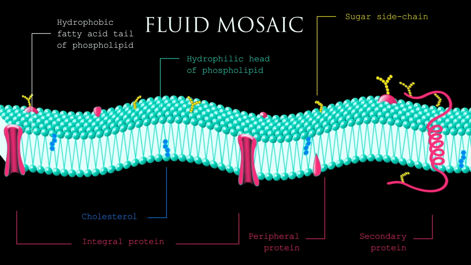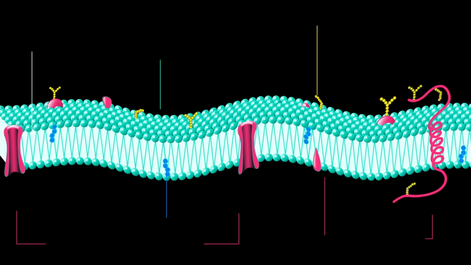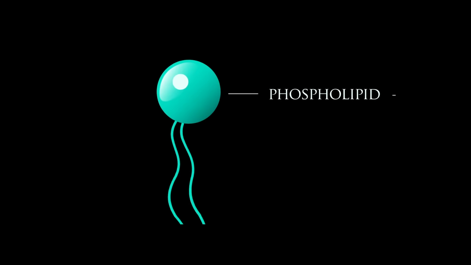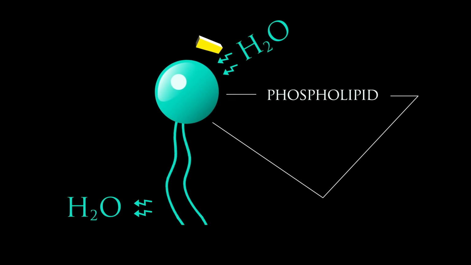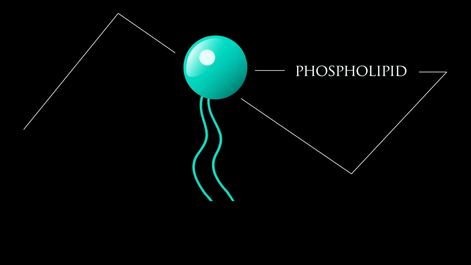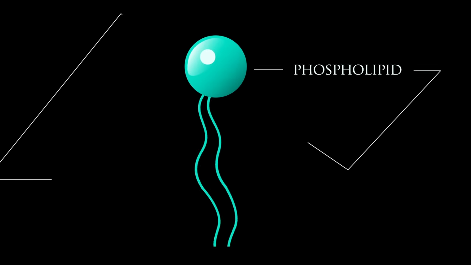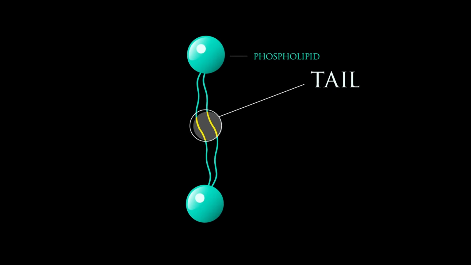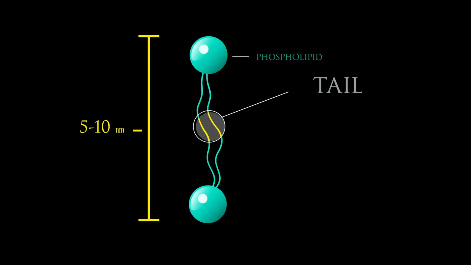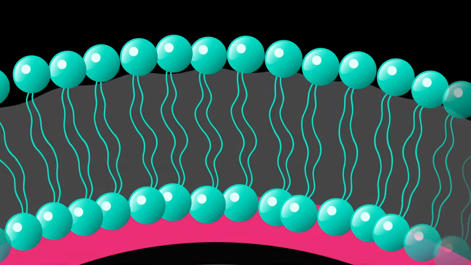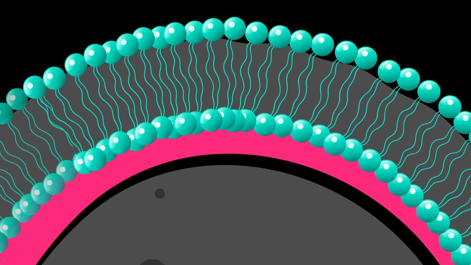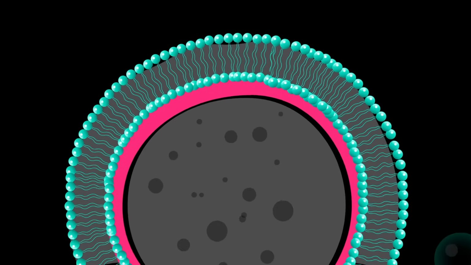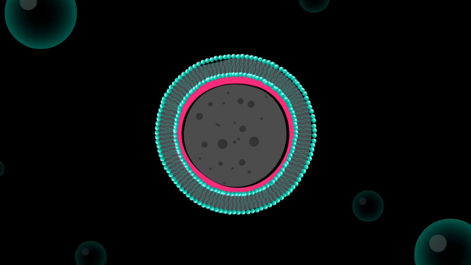a fluid mosaic. The primary component of the fluid mosaic is a simple molecule called a phospholipid. A phospholipid has a polar, electrically charged head, which attracts water, and a nonpolar tail, which repels it. They pair up tail to tail in a 2-layer sheet just 5 to 10 nanometers thick that extends all around the cell. The heads point in towards the cytoplasm and out towards the watery fluid external to the cell, with the lipid tails sandwiched in between.